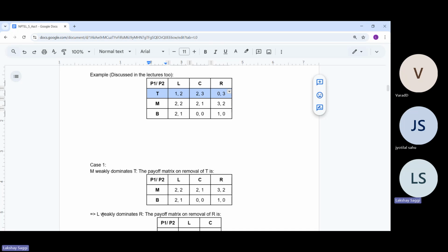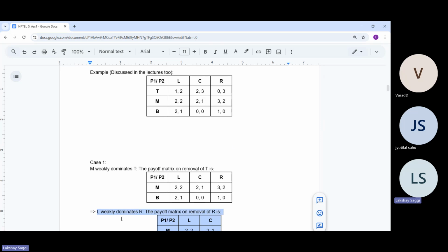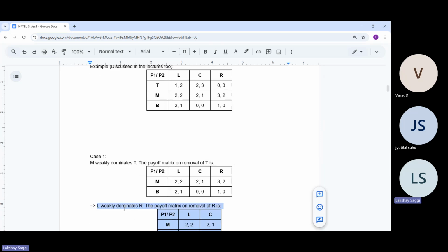And in this payoff matrix, what we can see is actually the strategy L is weakly dominating the strategy R. Here we can see the strategies for the column player. You can identify maybe multiple weakly dominating strategies, but this is just an example. I'm just taking out an example.